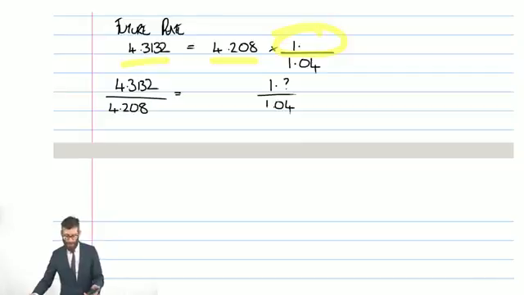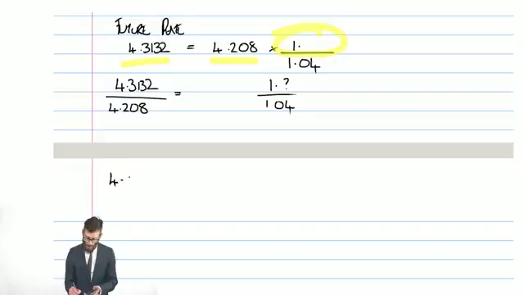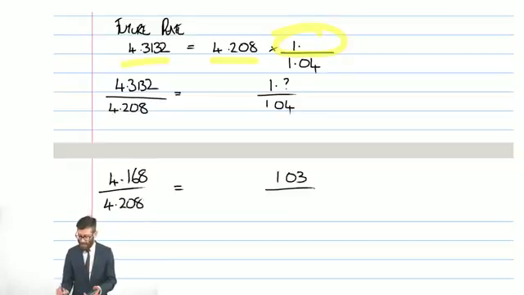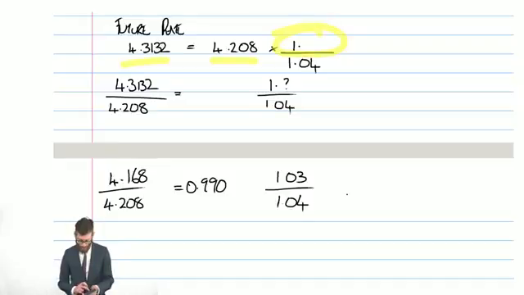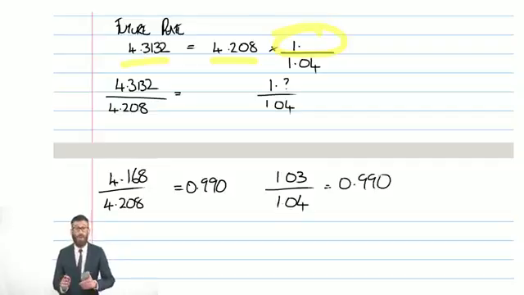And if you don't believe me, go back to the numbers I just calculated. 4.168 divided by 4.208 should be equal to the same as 1.03 divided by 1.04. Well, let's put that to the test. That equals 0.990. This equals 0.990. So my theory is robust.